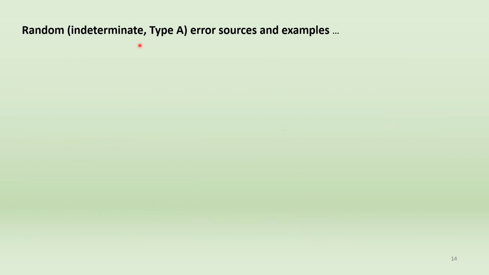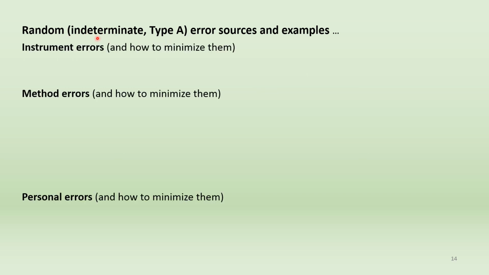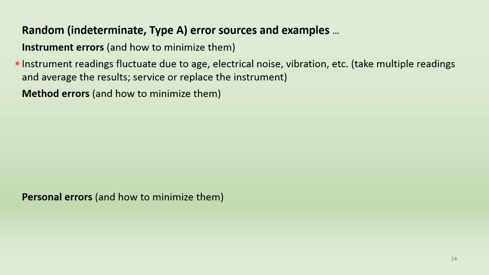Let's look at some examples of random, indeterminate type A error, those arising from the instruments, the methods, and again from the persons conducting the experiments. As far as instruments are concerned, well, instrument readings do fluctuate due to age, due to electrical noise, due to vibration, etc. A good way to treat that is to take multiple readings and average the results. Alternately, we consider servicing or replacing an instrument whose vibration is objectionably large.